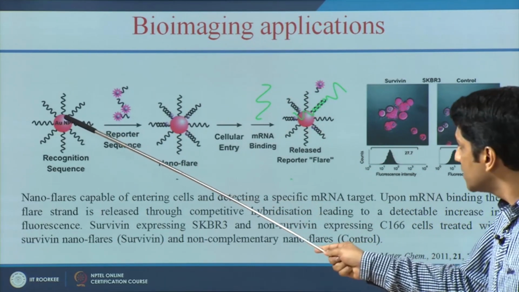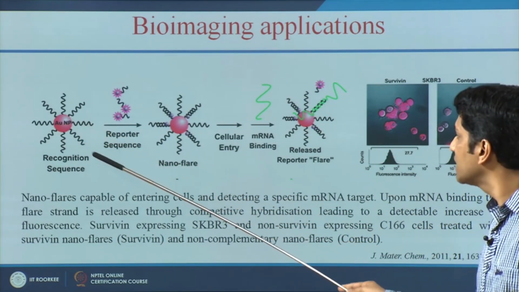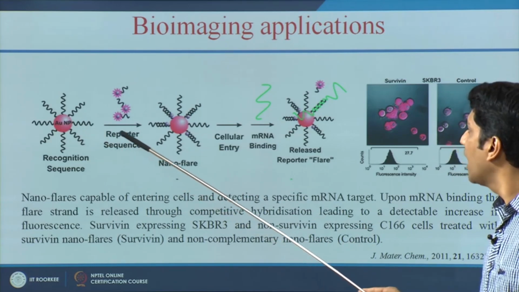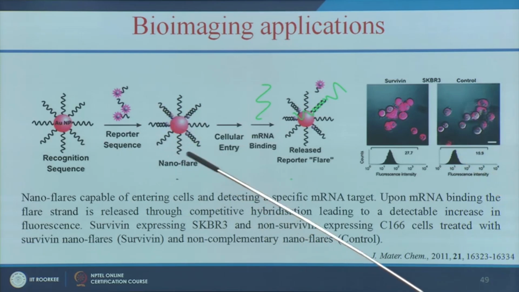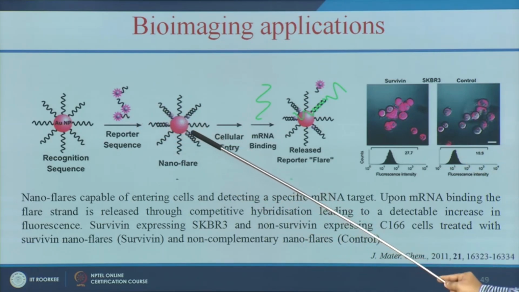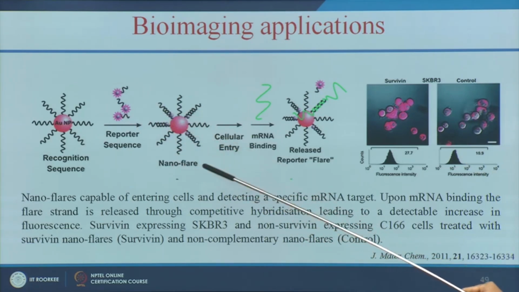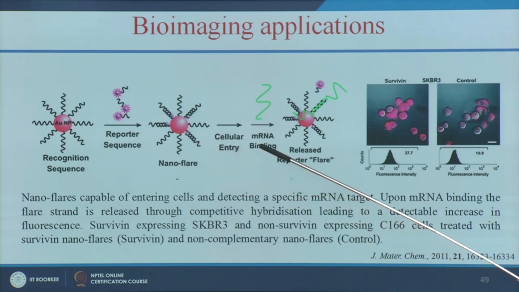Here you can see this gold nanoparticle is tagged with a recognition sequence, and we can add the reporter sequence. The reporter sequence is tagged with some kind of fluorescent molecule. So it is binding to this gold nanoparticle and forms the nano flare. Once it enters the cells, this sequence will target the mRNA. Okay, so when it binds to this mRNA, this fluorescent signal will be expressed. So it is releasing this reporter flare, so it is giving a fluorescent signal.